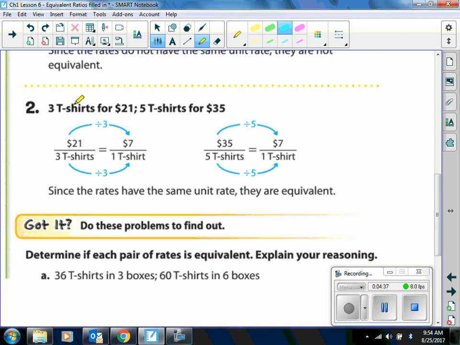So here, 3 t-shirts for $21 and 5 t-shirts for $35. And here we're going to write them as a unit price to see how much it costs for 1 t-shirt. So we're going to change them both to unit rates. Our unit price, where we have the price on top and the item on the bottom. So here, 21 for 3 t-shirts as a unit price becomes $7 for 1 t-shirt. $35 for 5 t-shirts, when I simplify that to a unit rate, we get $7 for 1 t-shirt. And once again, because we have the same unit price, then they are equivalent.